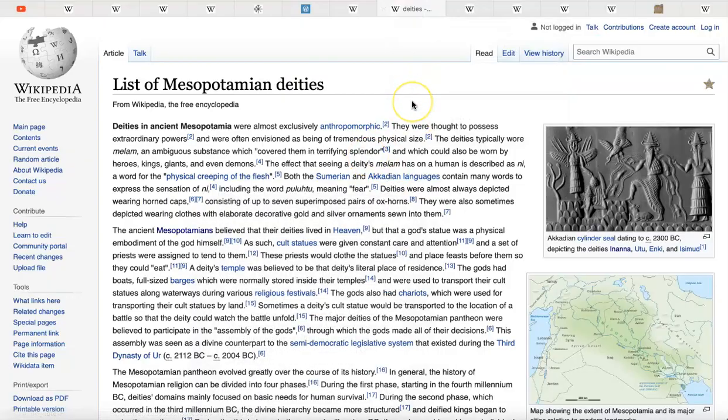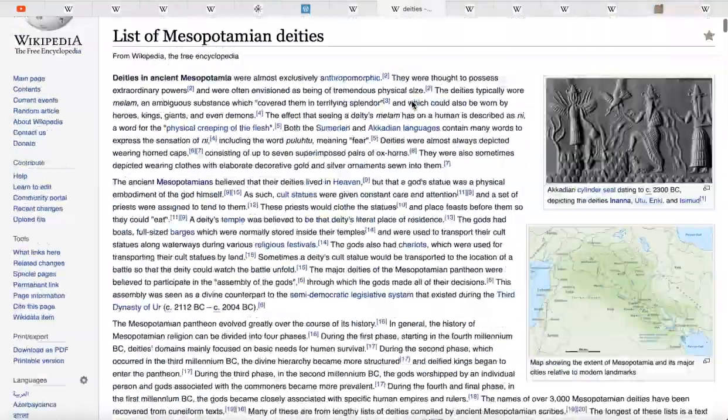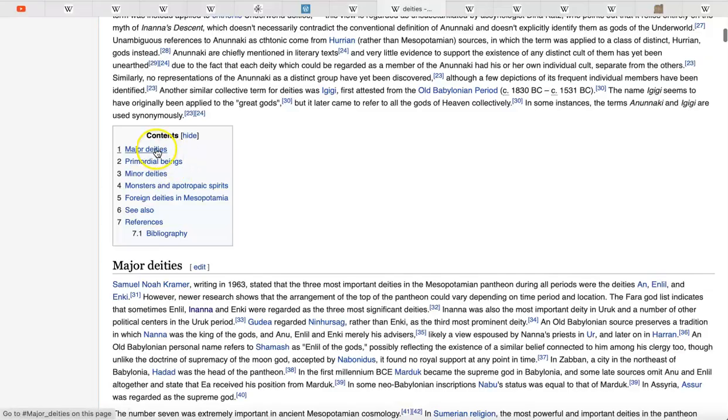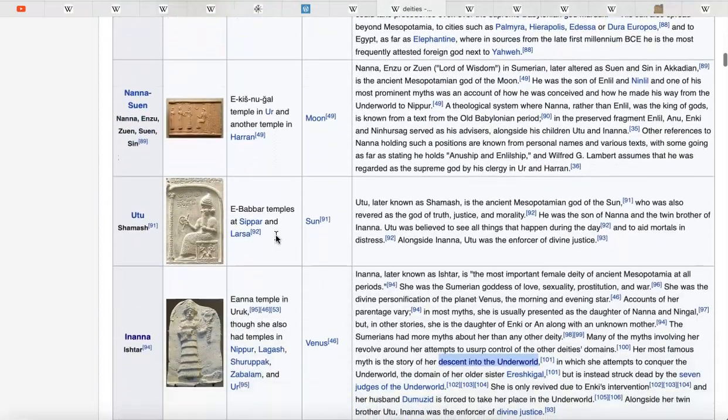Okay, so we have this as well. I want you to look at this again. I featured this in my intro to the Mesopotamian stuff video, but I'm talking about it again. I'm featuring it again because it's important. List of Mesopotamian deities. Why? Because of this marvelous chart. They talk about major deities, primordial beings, minor deities, monsters and apotropaic spirits, and foreign deities, and then, of course, don't ever forget to look at, see also. That's where the real learning happens. But, so Inanna's a major deity. That's where I'm getting at here.